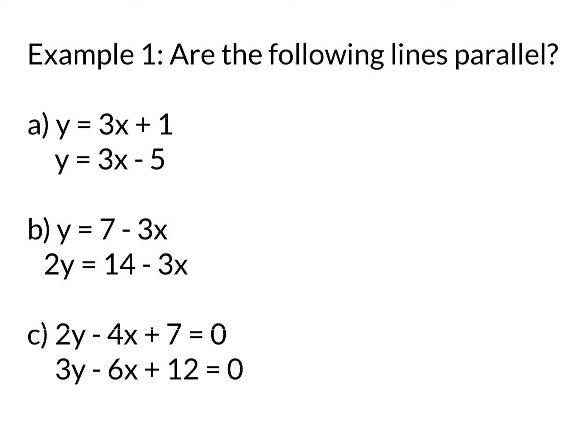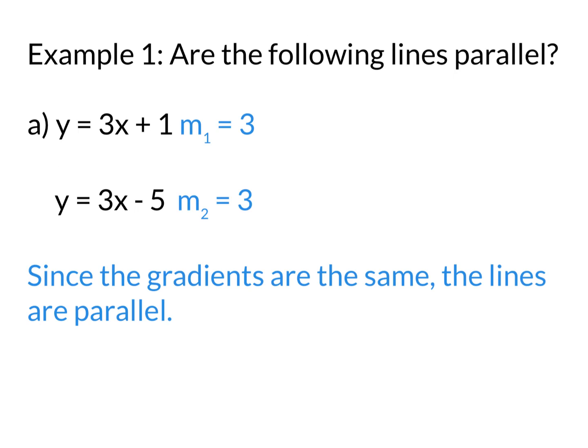So here's our first example. Are the following lines parallel? So we've got 3 examples, all in different forms. So for the first one, y equals 3x plus 1. So it's in the form of y equals mx plus b. So the value in front of the x, or the coefficient of the x, is the gradient. So the gradient of the first one is 3. The gradient of the second one is also 3. Since the gradients are the same, the lines are parallel.